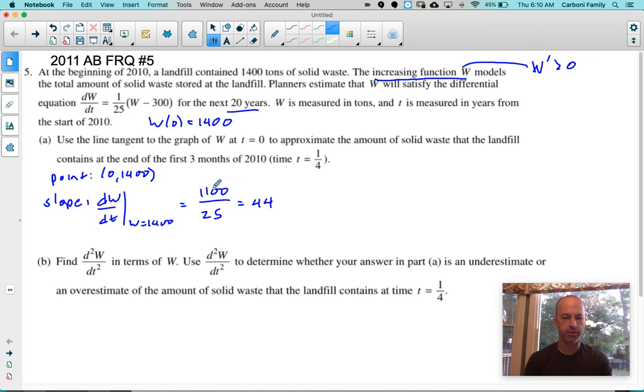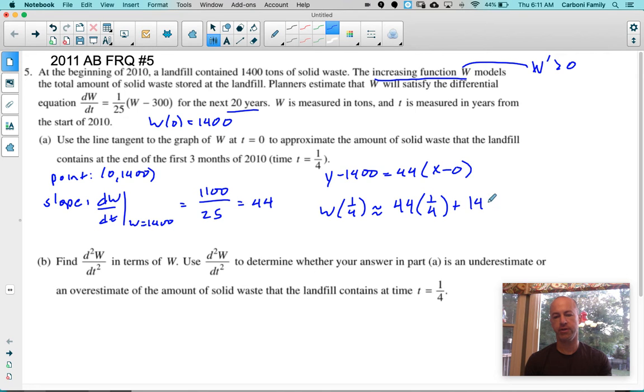I should have done this before I started. Yeah. So my tangent line is going to be y minus 1,400 is 44 times x minus 0. So there's my tangent. Then it says use this tangent to approximate the amount of waste at time t equals 1/4. So then my amount at time t equals 1/4 is going to be approximately 44 times 1/4 minus 0 plus 1,400, which you could stop there. This one's pretty easy to simplify. 1,411 tons, always include units. So there is our answer to A.